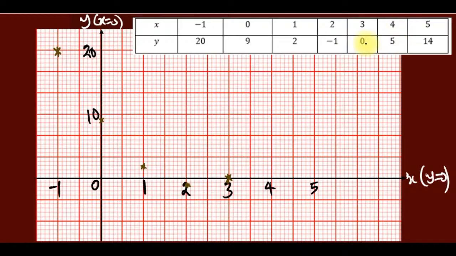When x is 4, y is 5. So we divide 5 over 0.667. We have 7.49. That's 7.5 grid lines. So we have 5, 6, 7, 7.5.